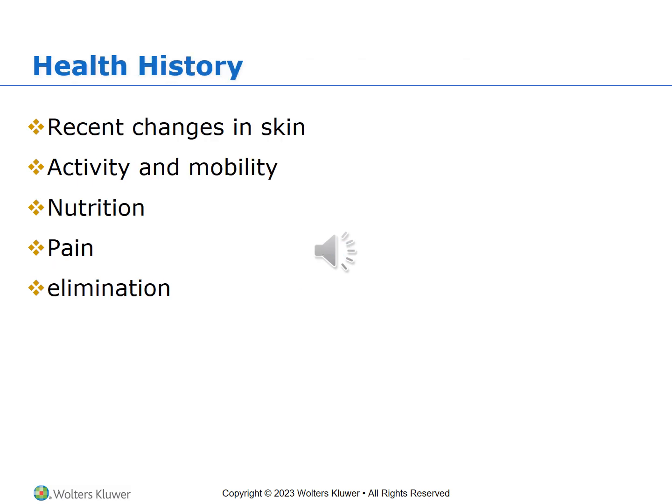So health history. The nurse wants to utilize some guided questions. So we have on page 1169, focused assessment guide 33-1. Each of these areas gives us specific questions that we can utilize when we are obtaining our health history for our patient. And then on 1169 at the bottom, it goes into nursing history and just obtaining any history in reference to their skin. Okay, so recent changes in skin, activity and mobility, nutrition, pain, or elimination.